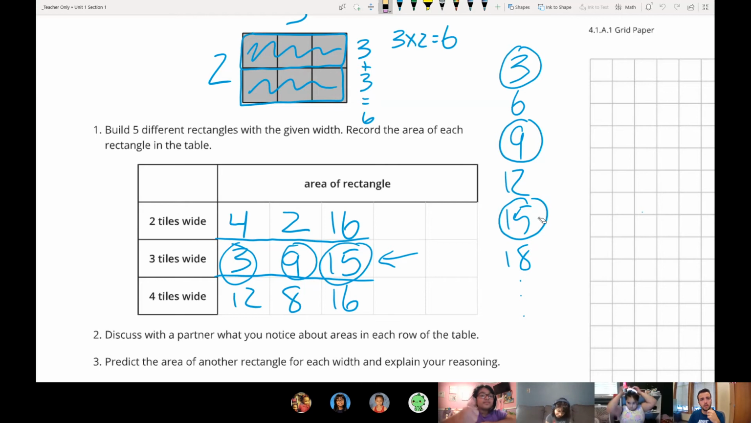Multiple is a new word. But do you see how numbers that you skip count to and land on are multiples of the previous number, the original number?